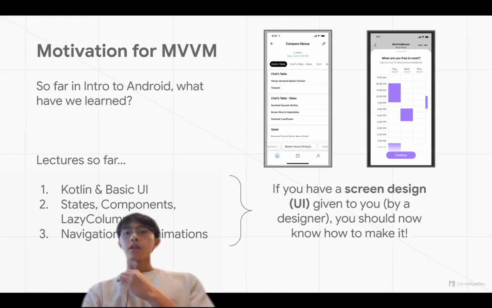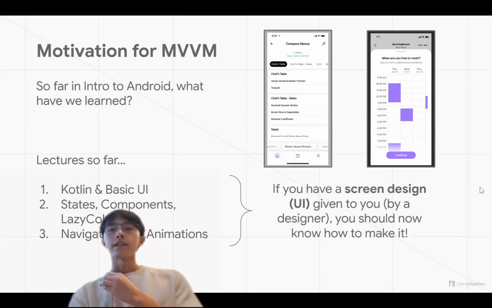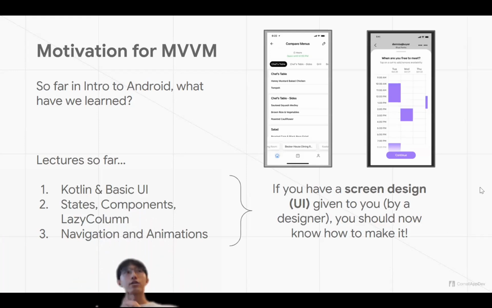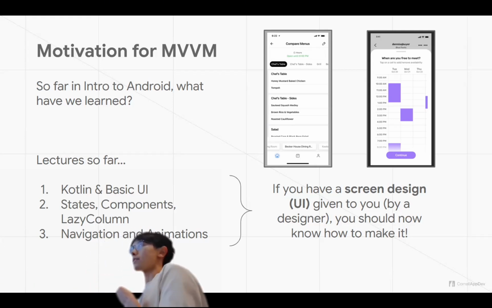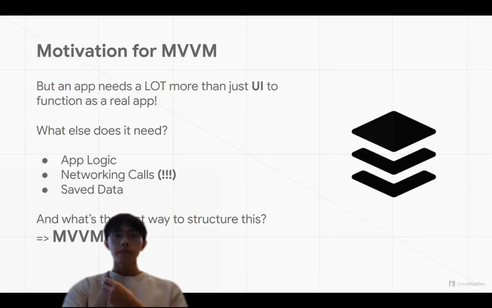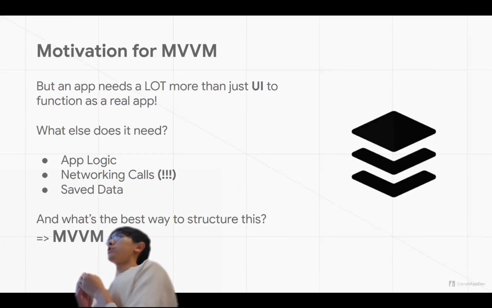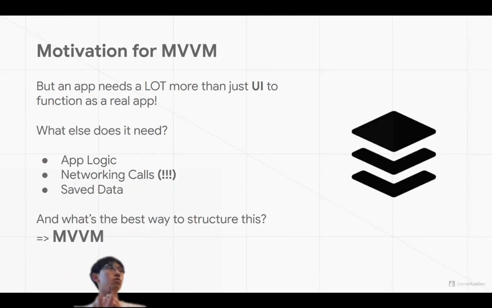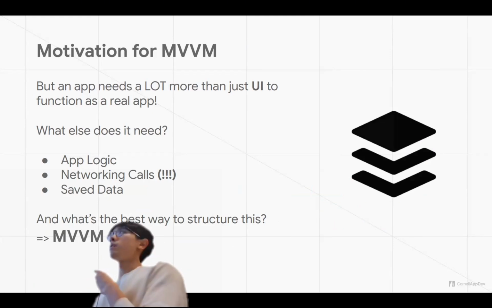And so the idea is that if, say you're working on an actual app, and you had a design team to make screens for you to make them look pretty. If you had a screen design given to you by a designer, more or less from these first 3 lectures, you should be able to make more or less any screen design that a designer has given you. But an app needs a lot more than just placed UI to function as a real app.